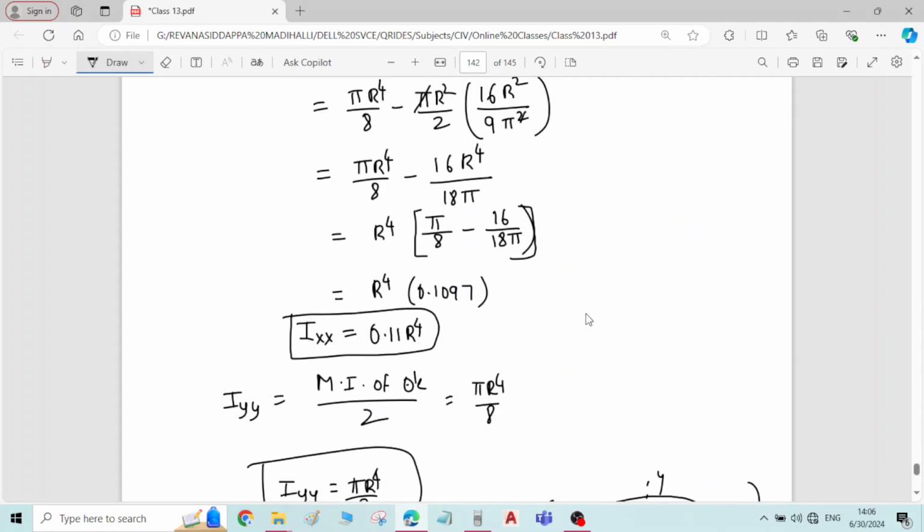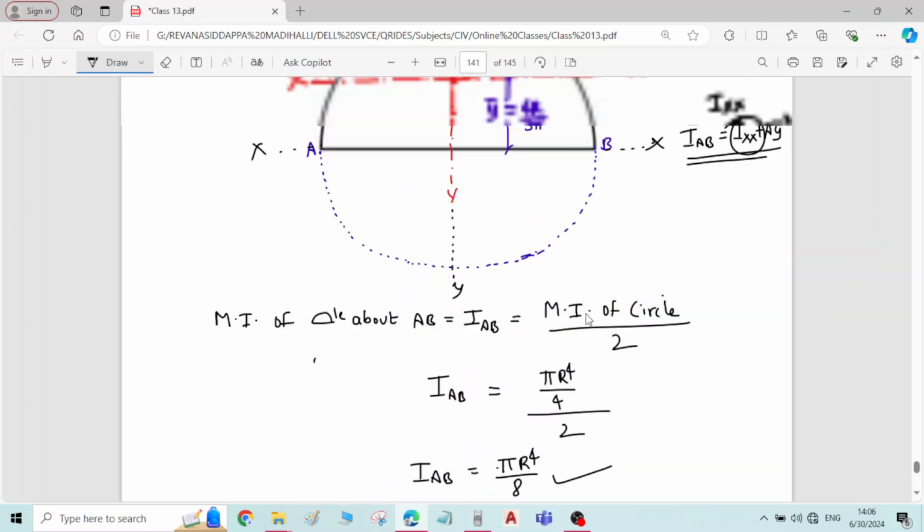Okay, so this completes the derivation of the moment of inertia of the semicircle.